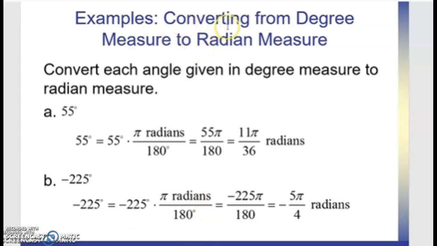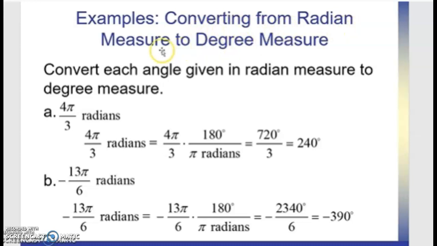So here are examples of converting from degree measures to radian measures. Looking at example A, to convert, as you see, 55 degrees to radian measures, we multiply by pi radian over 180 degrees. Numerator with numerator multiplying, 55 degrees times pi, or 55 times pi is 55 pi. Denominator 1 times 180 gives us 180. Simplifying the fraction for a final answer of 11 pi over 36. A second example is also provided if you would like to take a look at it.